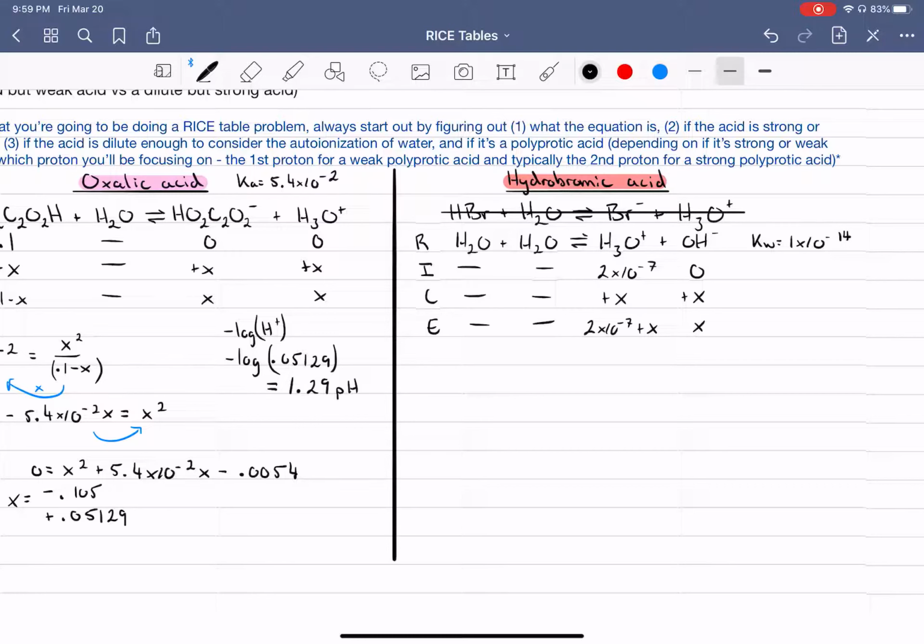And I'm just going to bring it down here. So 1 times 10 to the negative 14th equals 2 times 10 to the negative 7th plus x, times x. Now, just don't mess this up. These are both products, so you're not putting one over the other, they're multiplied by each other, right?